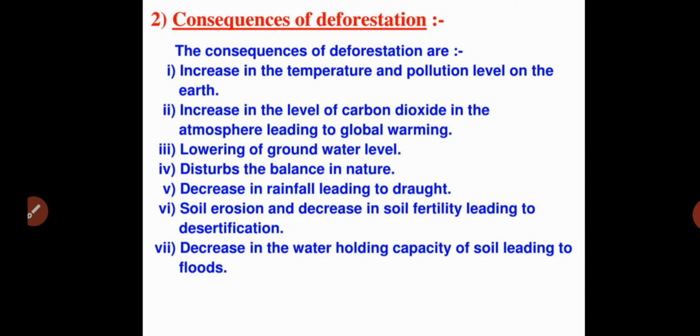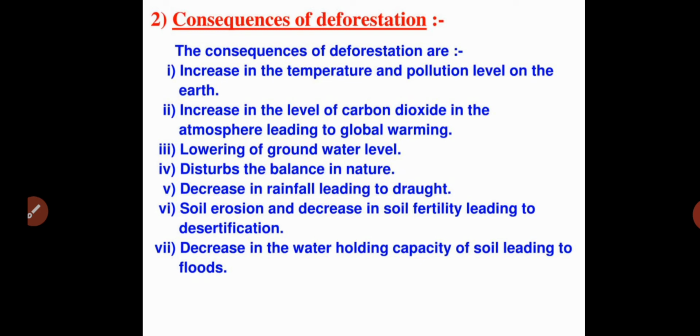Because of deforestation, soil erosion takes place, and there is a decrease in soil fertility, leading to desertification. Desertification means there is no fertile land on the earth, and finally the land becomes barren. So what is soil erosion? Soil erosion is the process of washing away of the uppermost layer of the soil because of wind and water. That is what we call soil erosion.